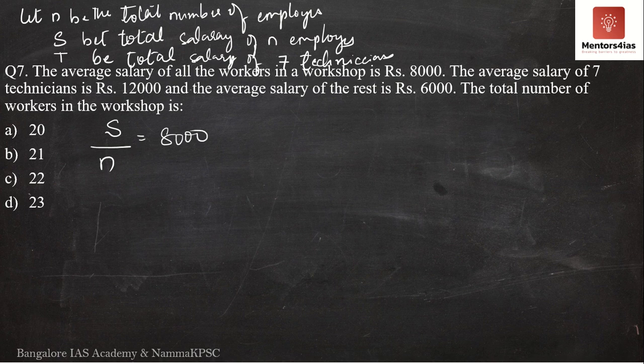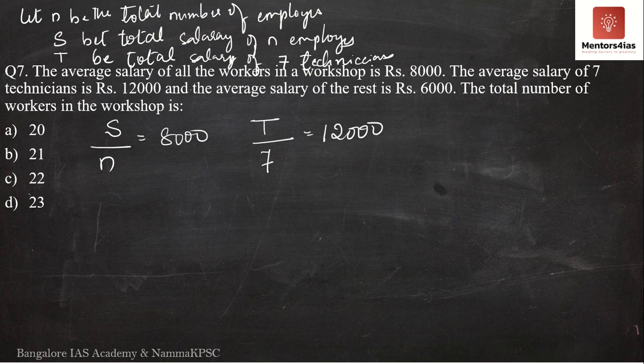Now, the question goes on to say the average salary of the 7 technicians is 12,000. What is the total salary of the 7 technicians? I am assuming it to be T. Then, can I say T divided by 7, because it is 7 technicians, the average salary of the technicians will be 12,000.